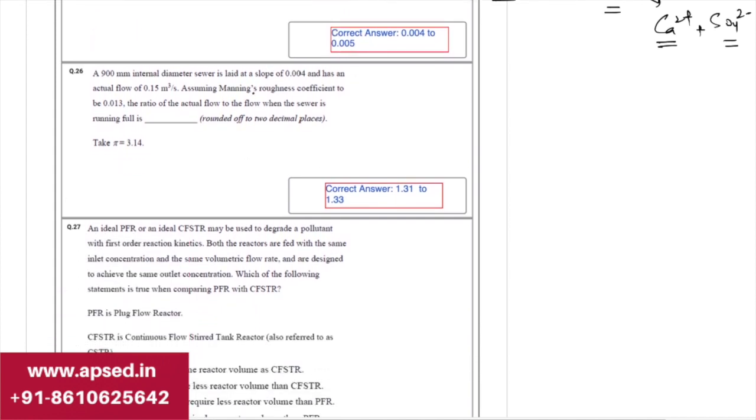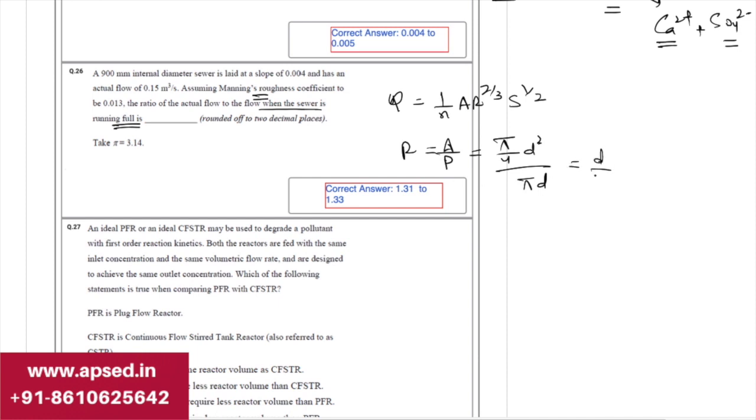Then next question is from the open channel flow. We just have to use this Manning's equation of discharge. So Q is equal to 1 by N A R to the power 2 by 3 S to the power 1 by 2. R is given as A by P, as it is a circular channel. So we'll use the formula pi by 4 d square divided by pi d, because the question is saying that when the sieve is running full, so we have to calculate the flow for that condition.